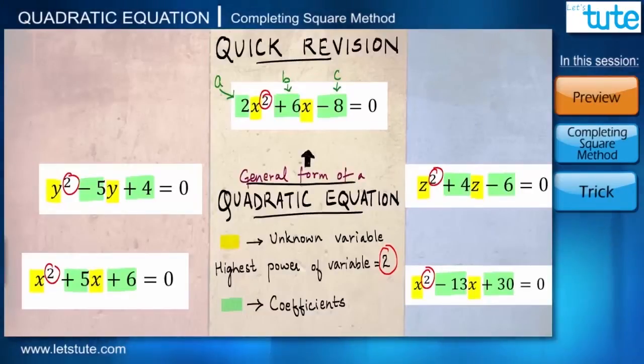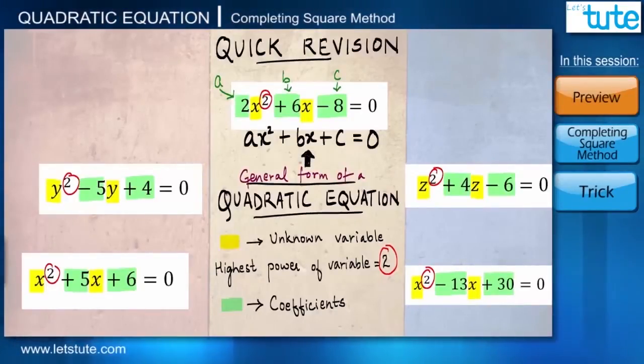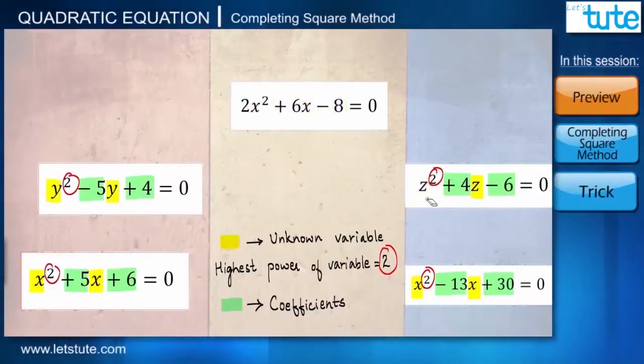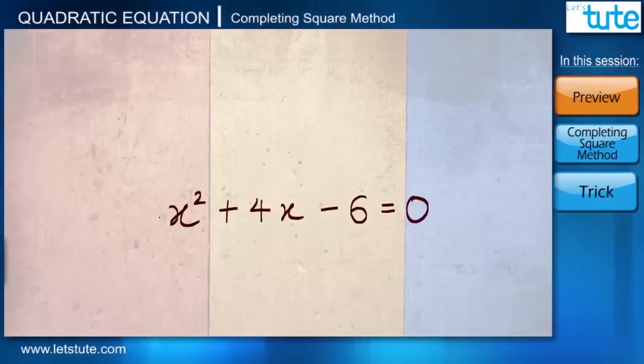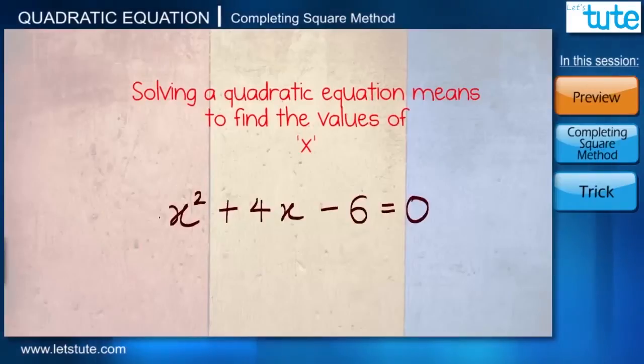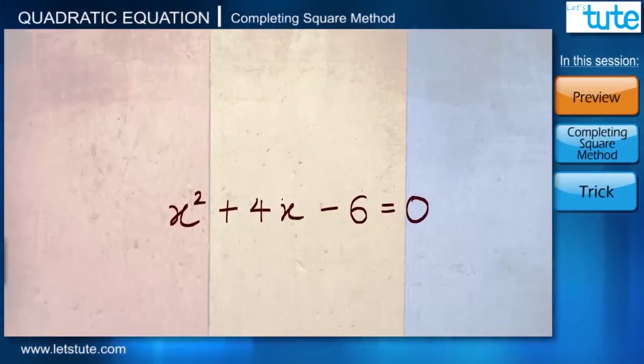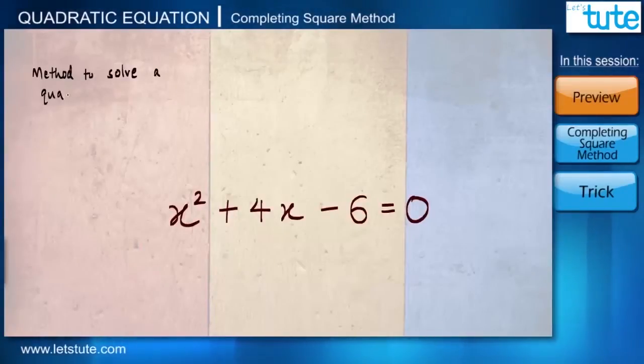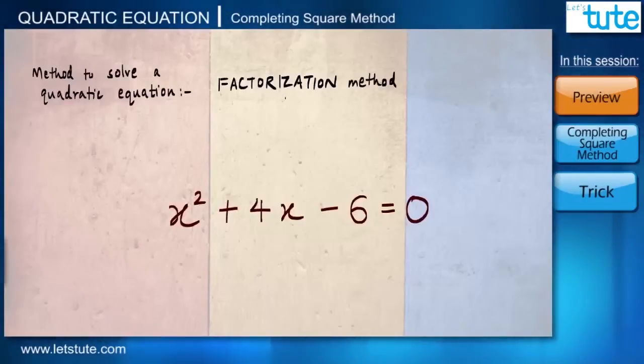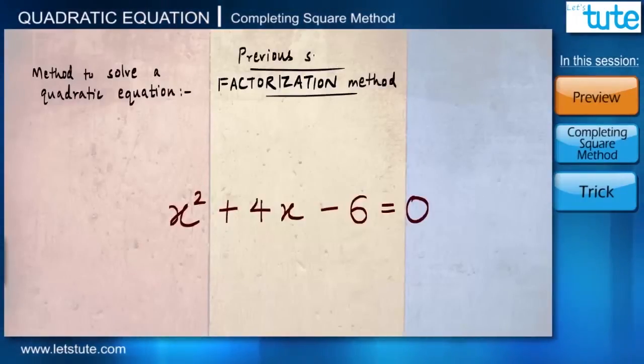So generally a quadratic equation can be represented as ax square plus bx plus c equal to 0. Okay, so let me take one such quadratic equation. Let's say x square plus 4x minus 6 equal to 0. And if we have to solve this quadratic equation, which means solving for the value of the unknown variable x, we know till now just one method to solve it, and that method is called the factorization method, which we dealt with in our previous session.